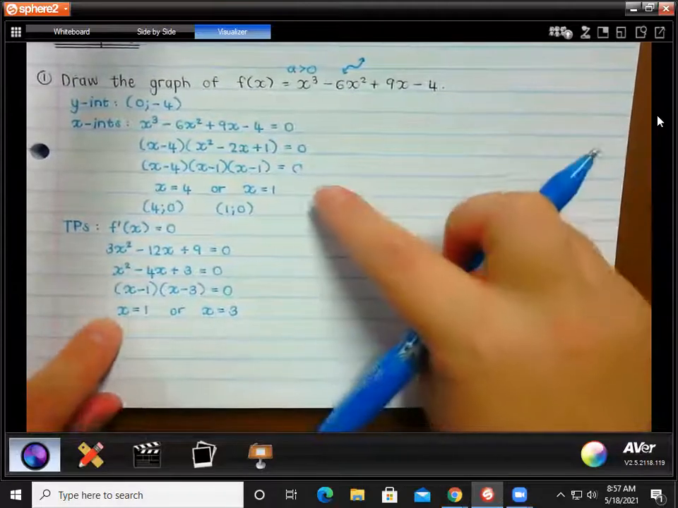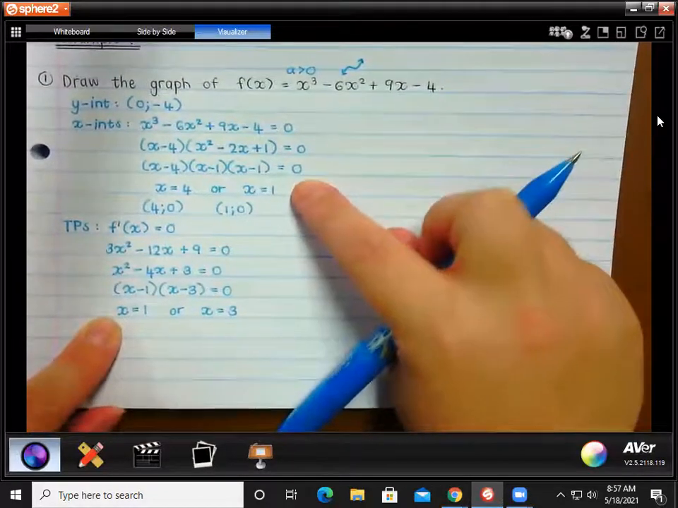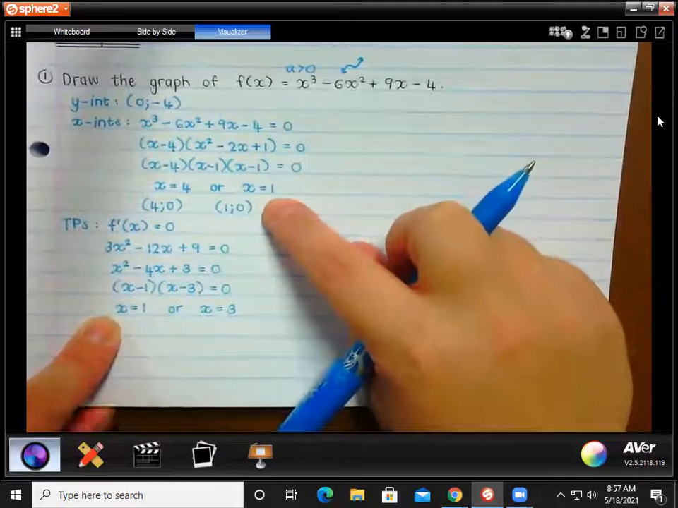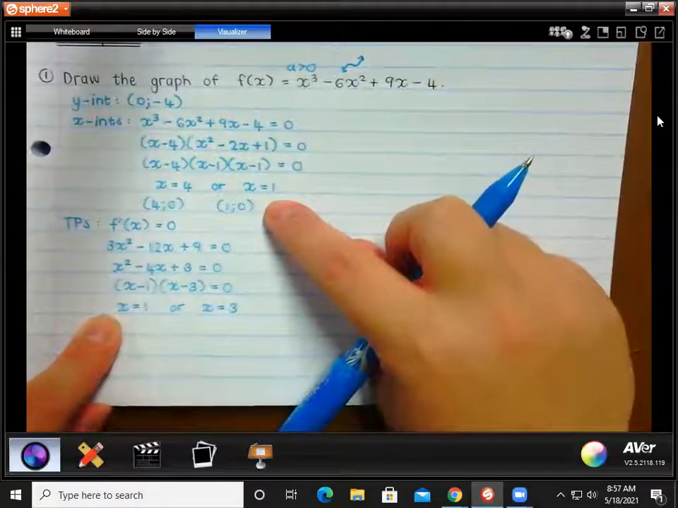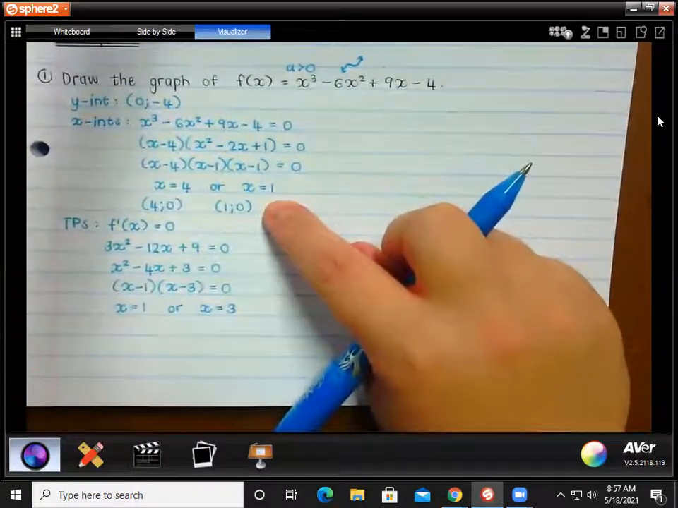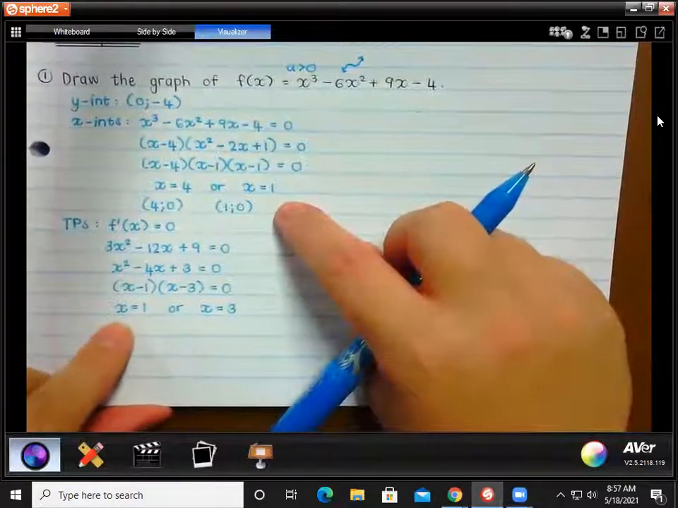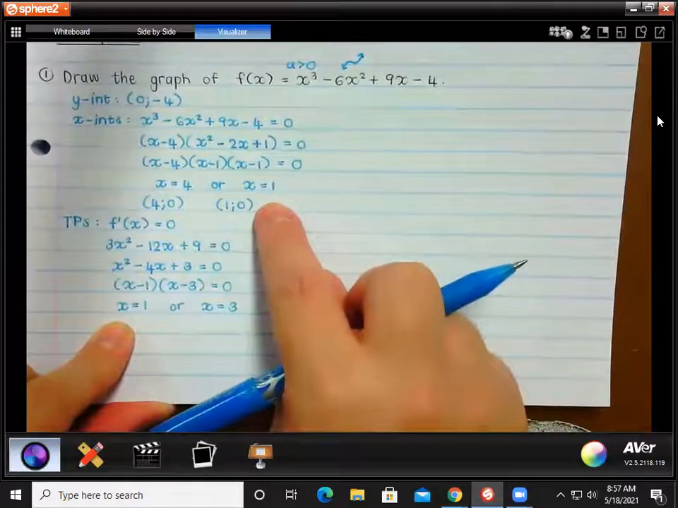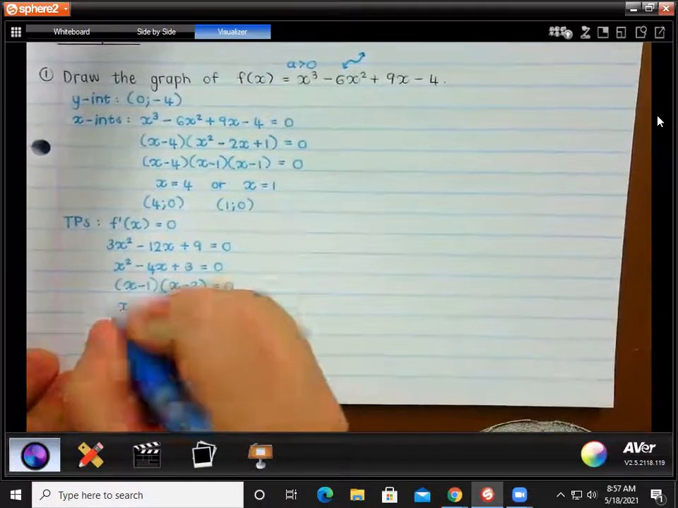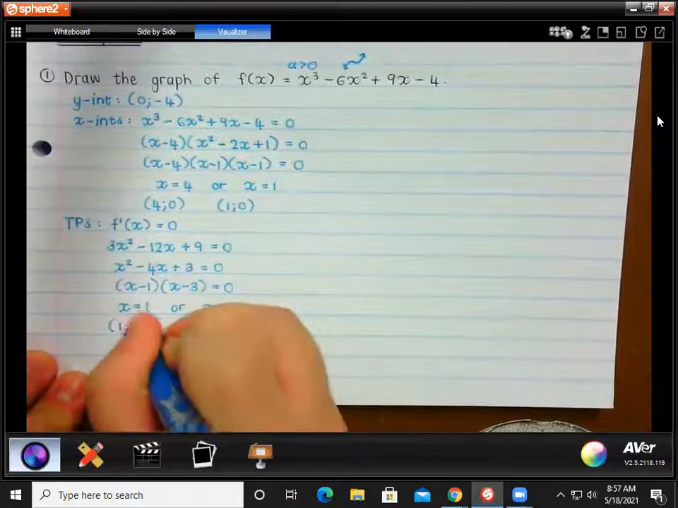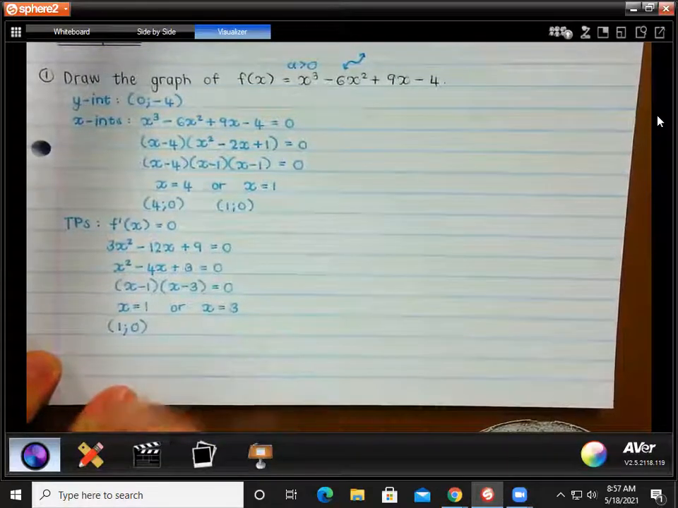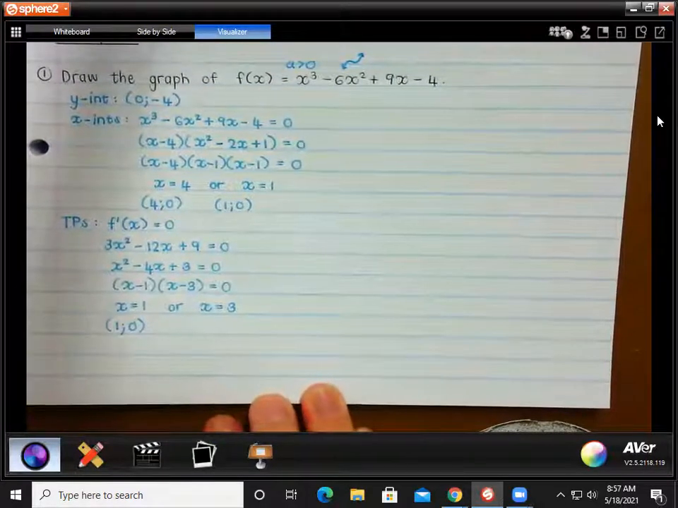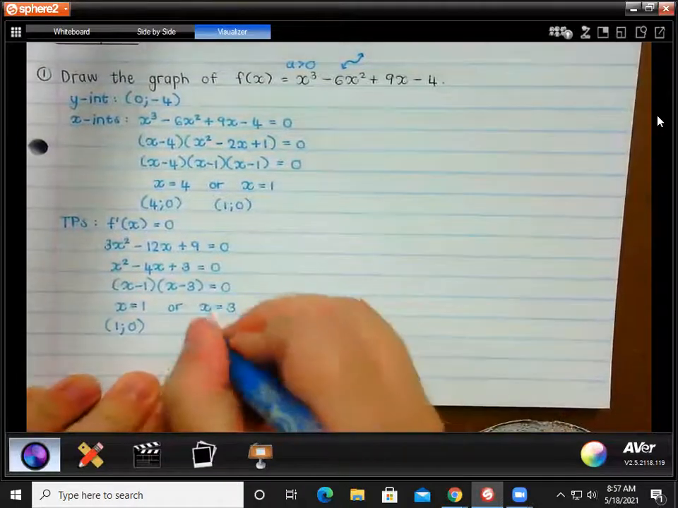Now guys, I just want to bring your attention to this. x equals 1. We already have a point where x is equal to 1 here. Can I have a different point where x is equal to 1 on one graph? No. All right. So we don't actually have to sub this x value back into that equation. We know already that we're going to get 0. All right. So from here, I'm going to get (1, 0). And quickly, if we sub in x equals 3, we get -4.